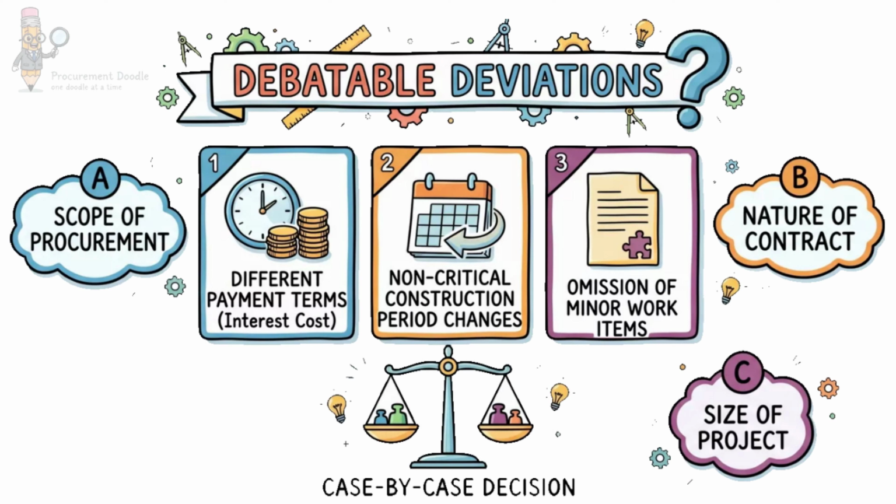Finally, debatable deviations are those that cannot be immediately classified as major or minor. Examples include requests for different payment terms, non-critical changes to construction periods, or omissions of minor work items. These require a case-by-case decision, guided by factors such as the scope of procurement, the nature of the contract, and the size of the project.